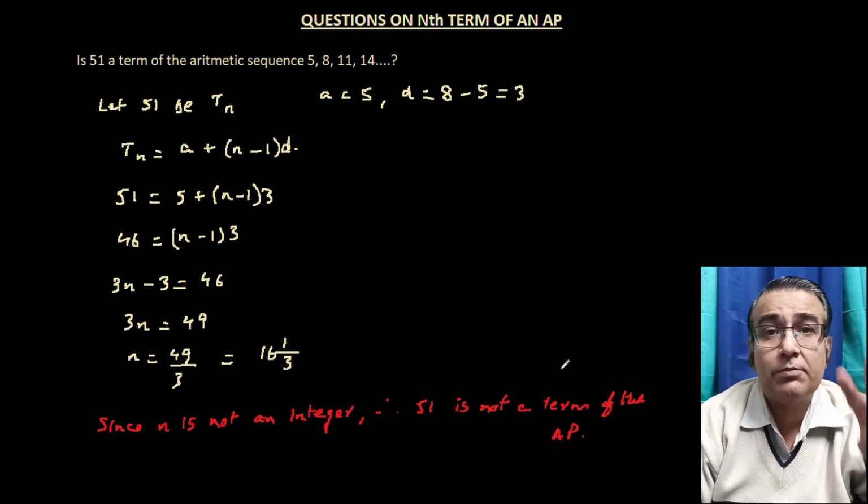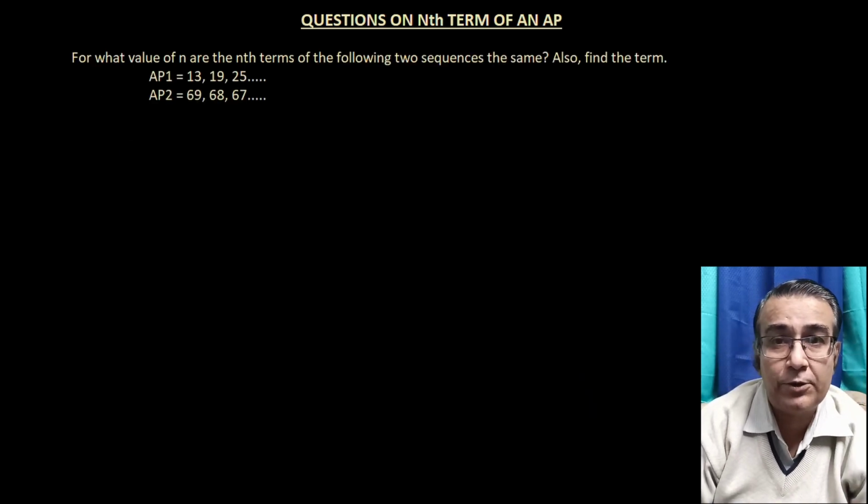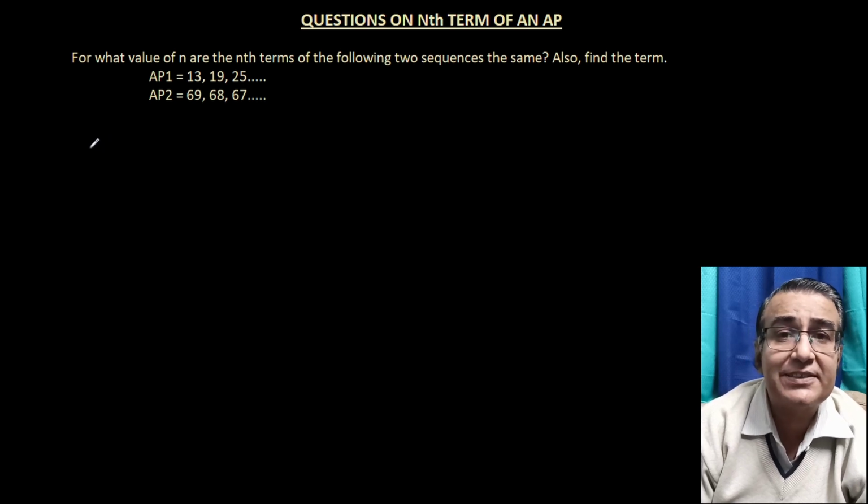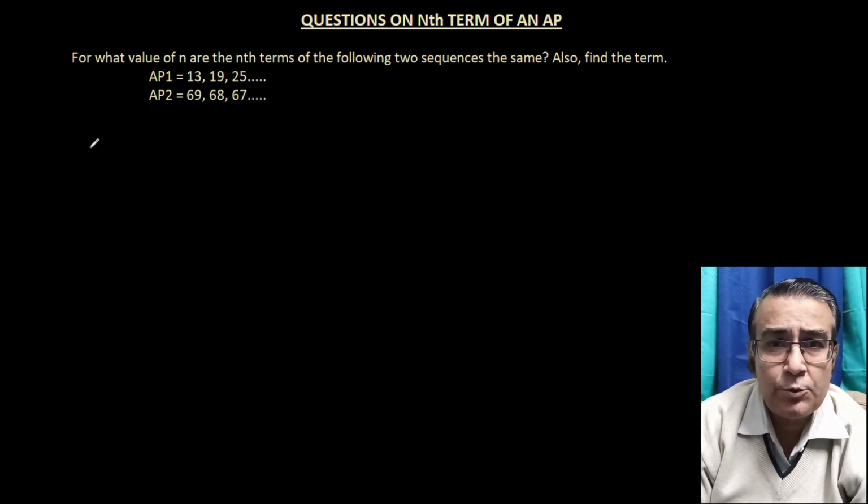Okay, so let's come to the fourth question of the video, and the fourth question gives us two arithmetic sequences, and we have to find the value of n for which the nth term of both the sequences is going to be the same. So looking at the two APs, where AP stands for arithmetic progression, which is also an arithmetic sequence, let's look at the two APs.